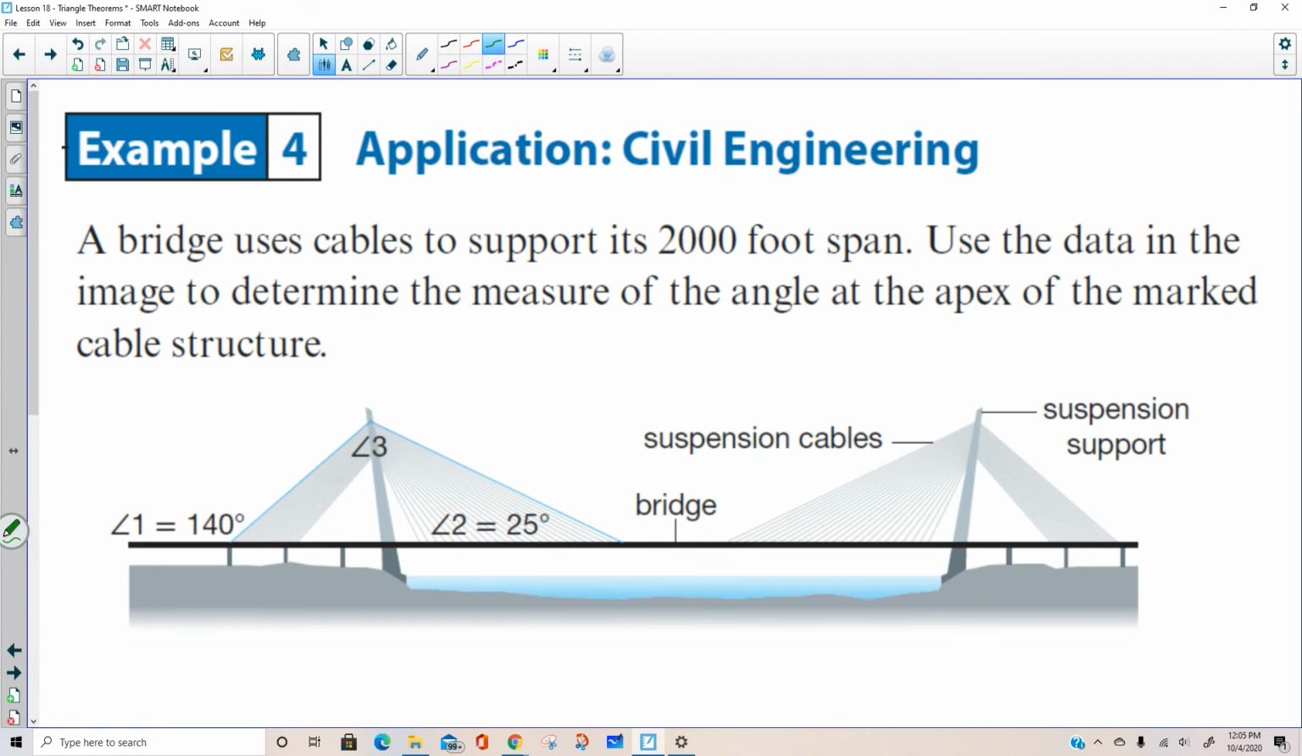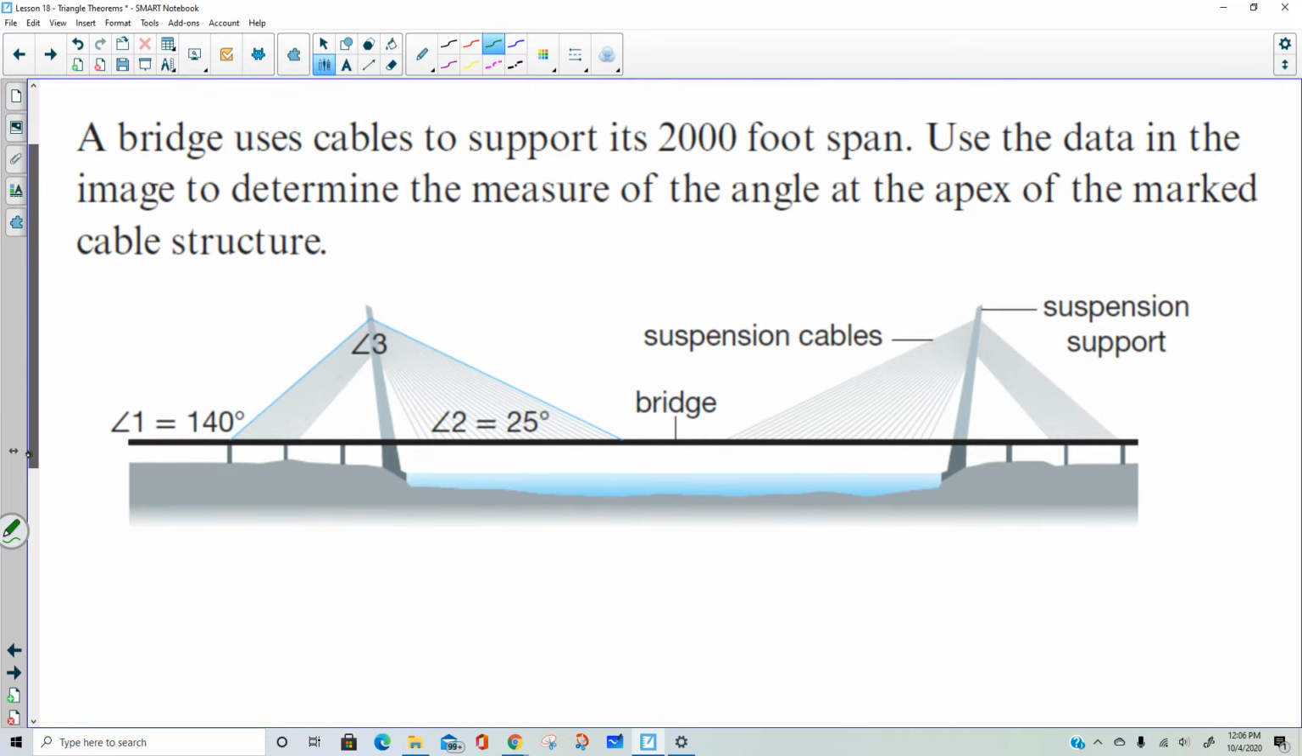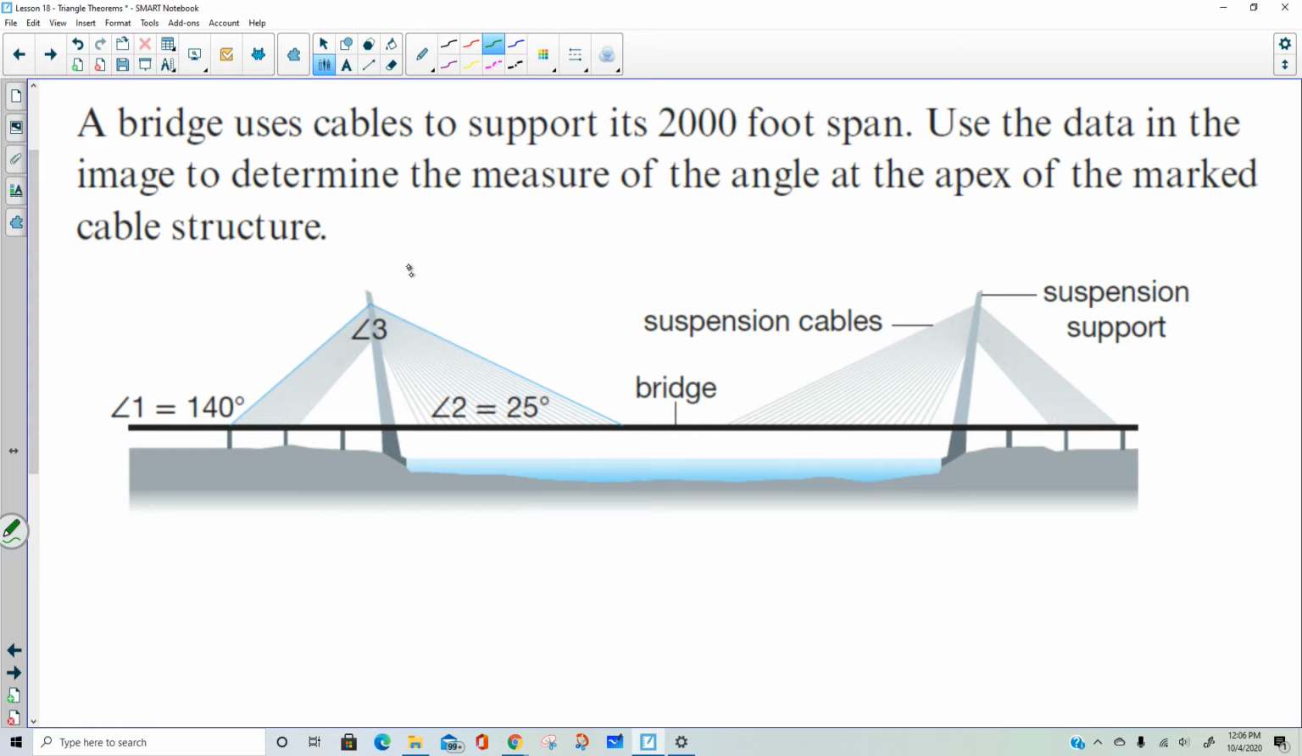All right, let's finish with an application in civil engineering. A bridge uses cables to support its 2,000-foot span. Use the data in the image to determine the measure of the angle at the apex of the marked cable structure. Okay, so we are looking for angle 3.